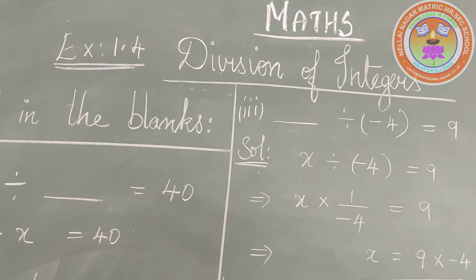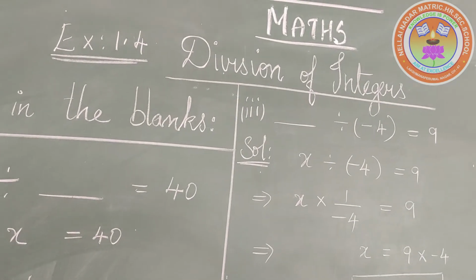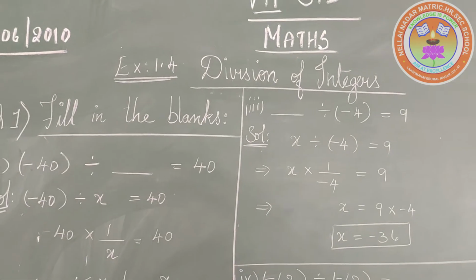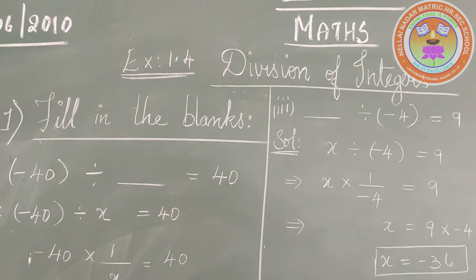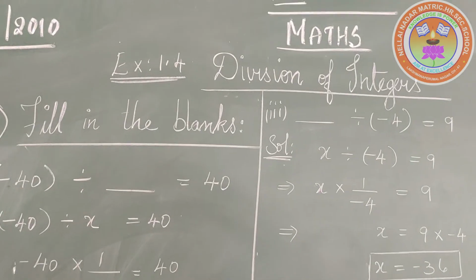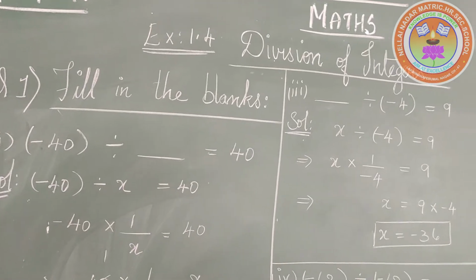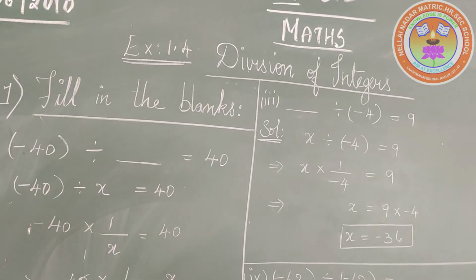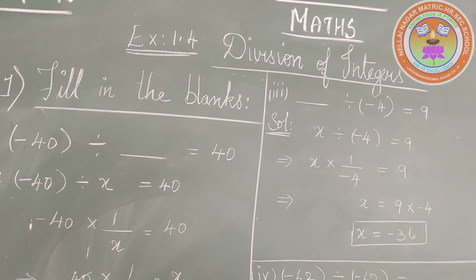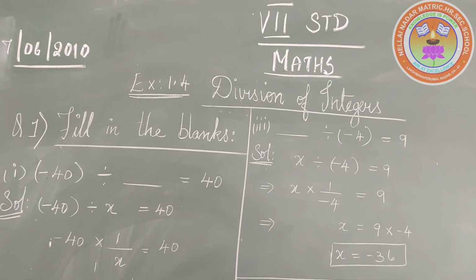When we divide two integers of like symbols, what did we do? We have to write the answer in plus, positive. And rule number 2 was, when we divide integers of unlike symbols, the answer should be negative. These were the two rules you learnt in division of integers.